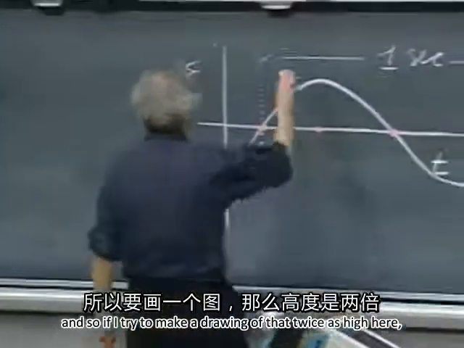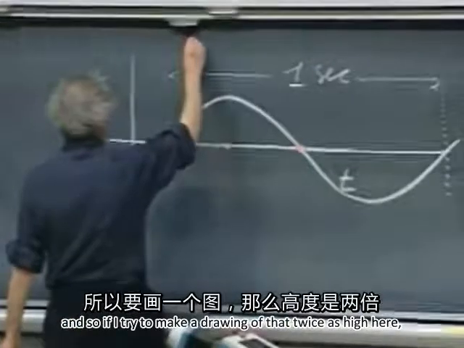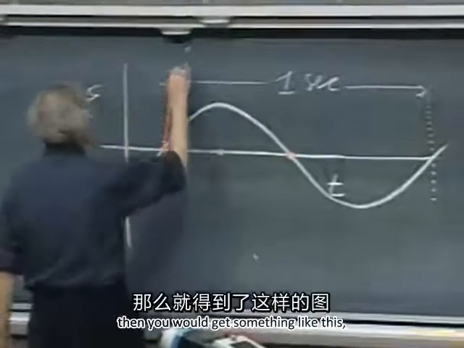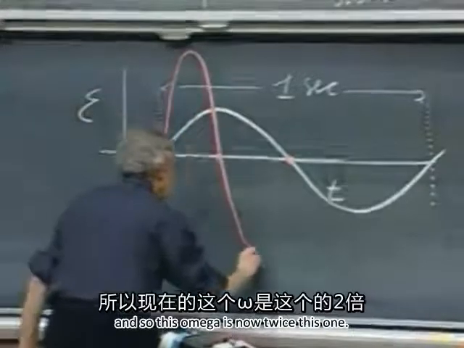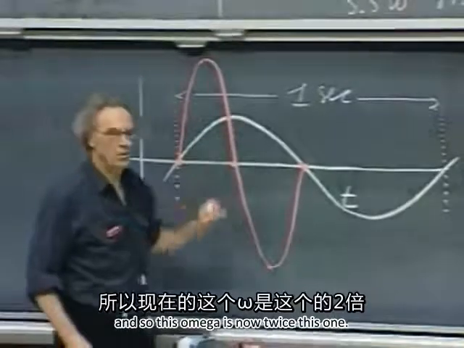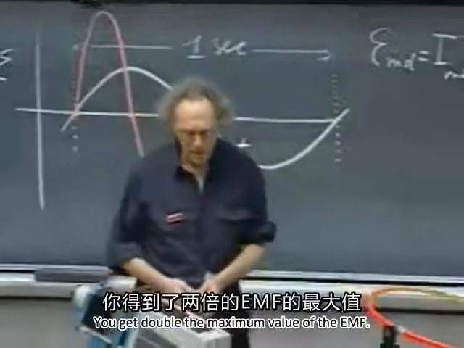And so if I try to make a drawing of that, twice as high here, twice as low here, you would get something like this. And so this omega is now twice this one. You get double the maximum value of the EMF.